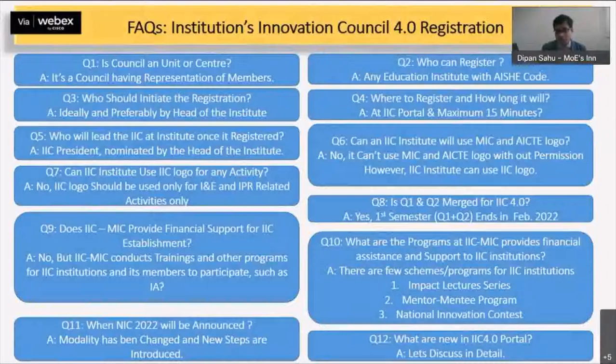The answer is no. An IIC institute is not permitted to use the AICT and MIC logo. So far, that event or that program is not financially supported by the MIC or AICT.